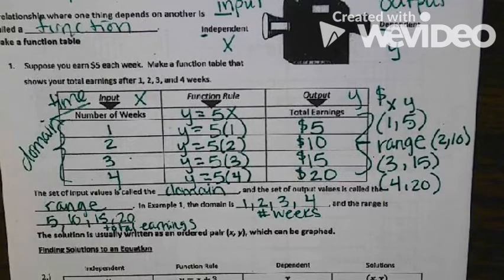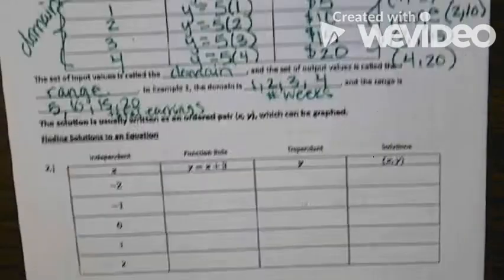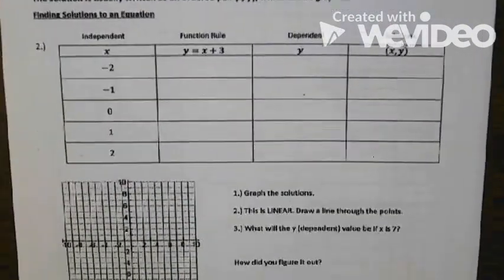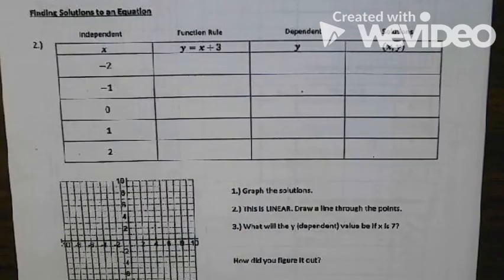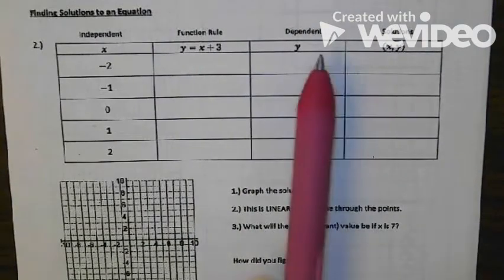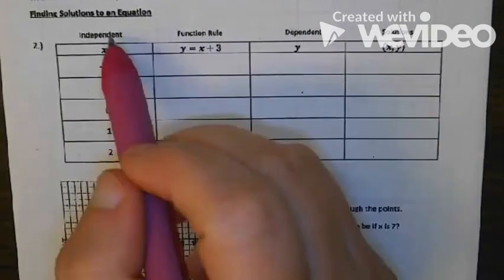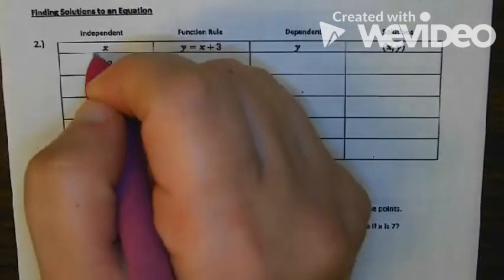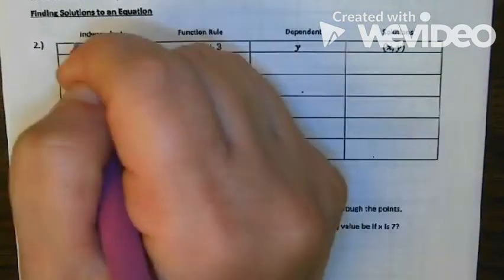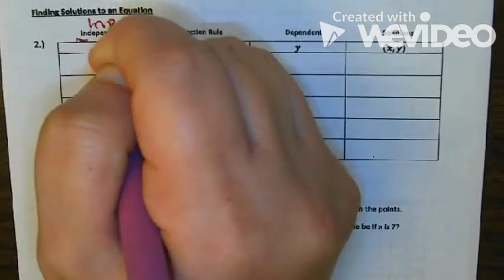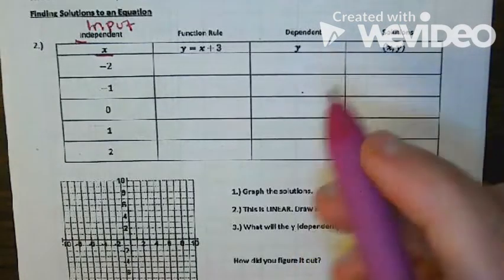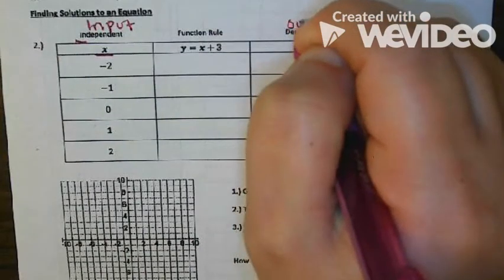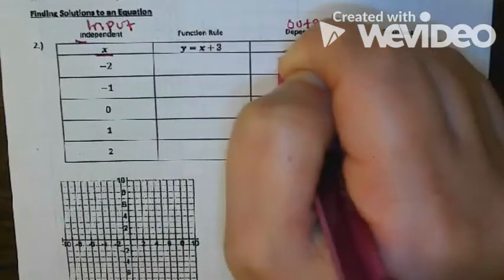So now we're going to try another example. We have a function rule, our independent variable, and our dependent variable. Remember, independent variables are always going to be the X. It's what we're going to plug in, our input. Our dependent variable is what we're always going to get out. It's our output. And it's always going to be Y.